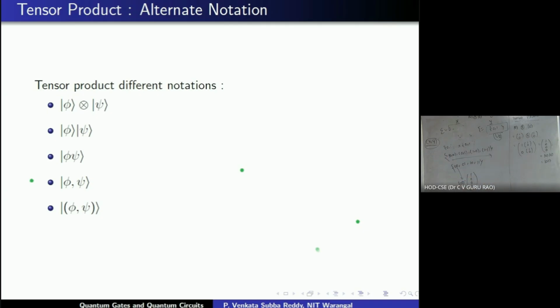So similarly for the others: ket 0 tensor ket 1 you please calculate. That's all. Ket 1 tensor ket 0. That means whether I write it this way or this way, both are same, no? Okay.